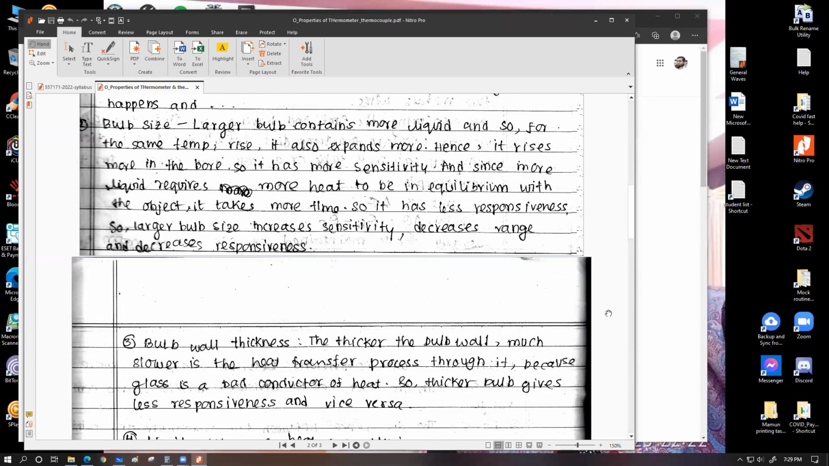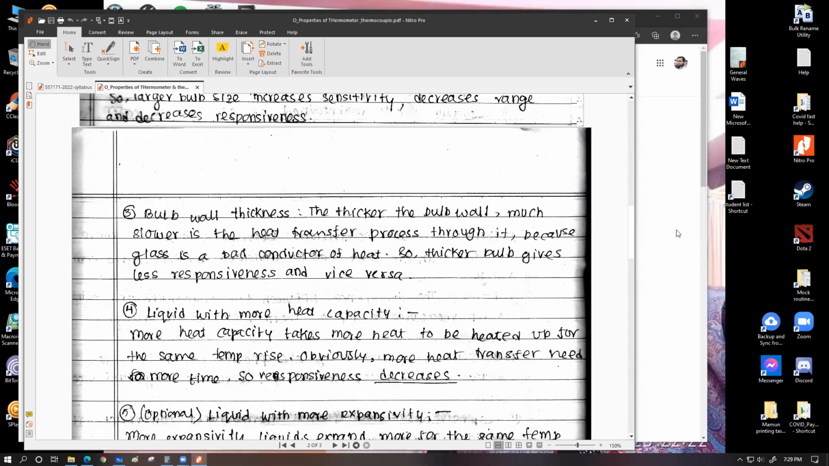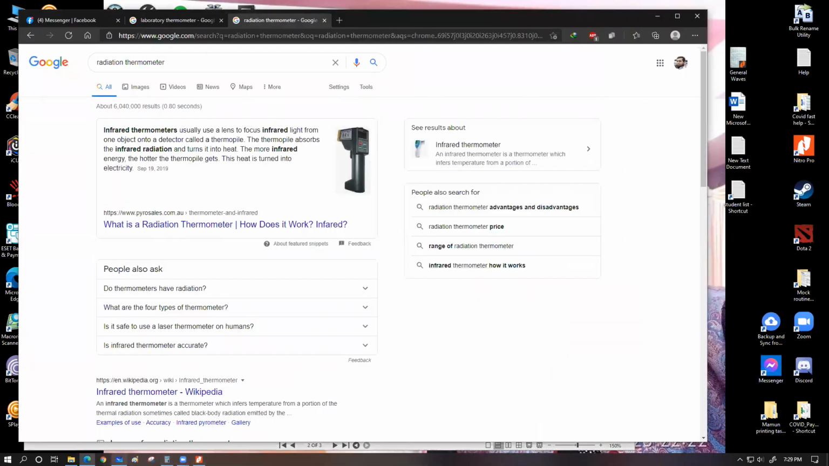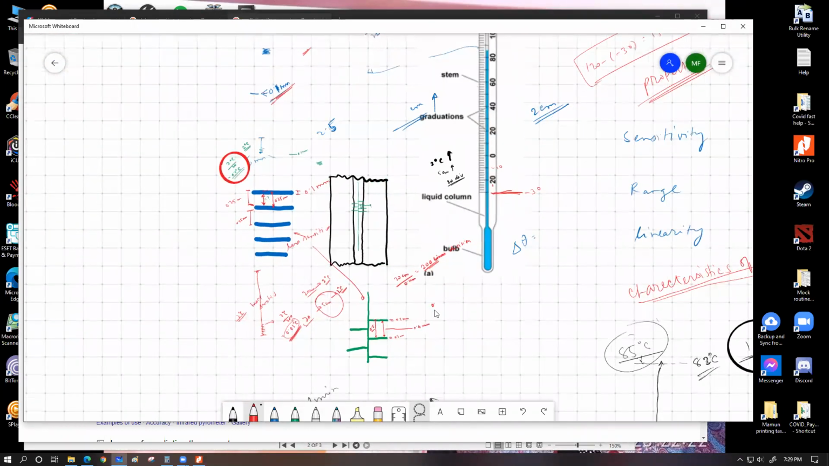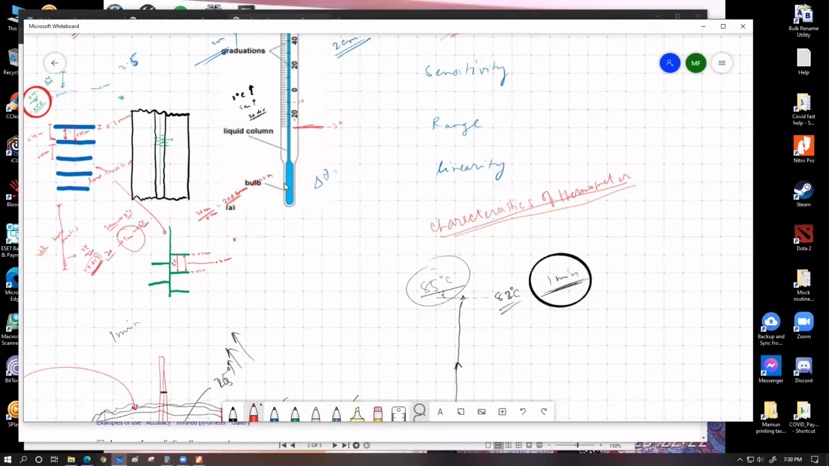Okay, the next point we have is bulb wall thickness. Bulb wall thickness is basically how thick that bulb wall is, which you can have a look for right over here. In this, we're talking about this much part. So if we have 2 thermometers which are identical in all aspects, but only one thermometer has a thin bulb wall, the other one has a thicker bulb wall.